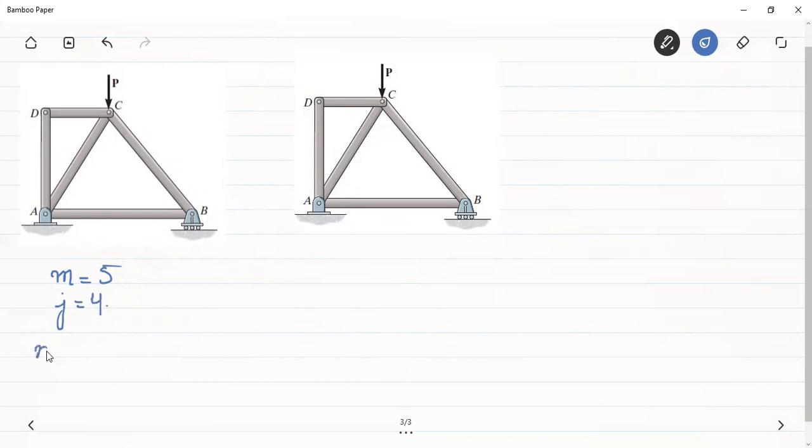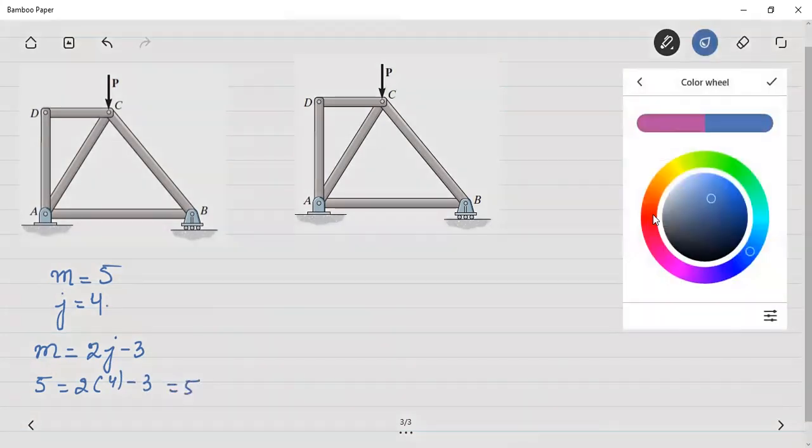So for the stability of the truss, we had seen that the number of members should be equal to 2j minus 3. So that means 5 should be equal to 2 into 4 minus 3, that is 8 minus 3, which is equal to 5. Therefore, we can conclude that this truss is a stable truss.